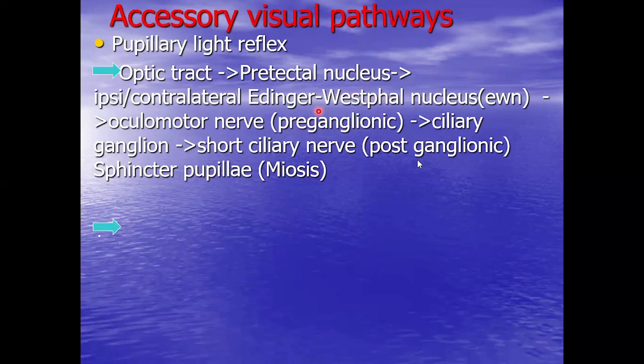And then from there, through a short ciliary nerve, they supply the sphincter pupillae. So this is how shining light into the retina will cause contraction of the pupil. The pupil contracts because the sphincter muscles are contracting. That process we call miosis.